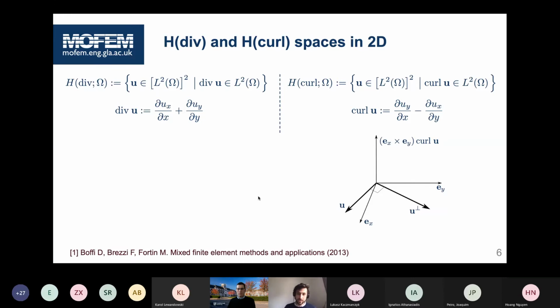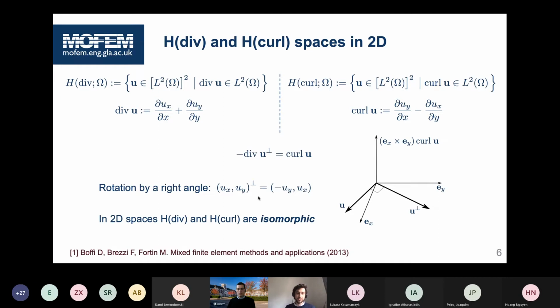But if we consider only vectors u lying in the plane xy, then the result of the curl operator will always be perpendicular, and therefore it can be defined just by a scalar. And thanks to that, we can compute the curl of a vector u lying in the plane xy as the minus divergence of a vector rotated by 90 degrees, by a right angle. And that's quite important because from that comes that the spaces Hdiv and Hcurl in 2D are isomorphic.